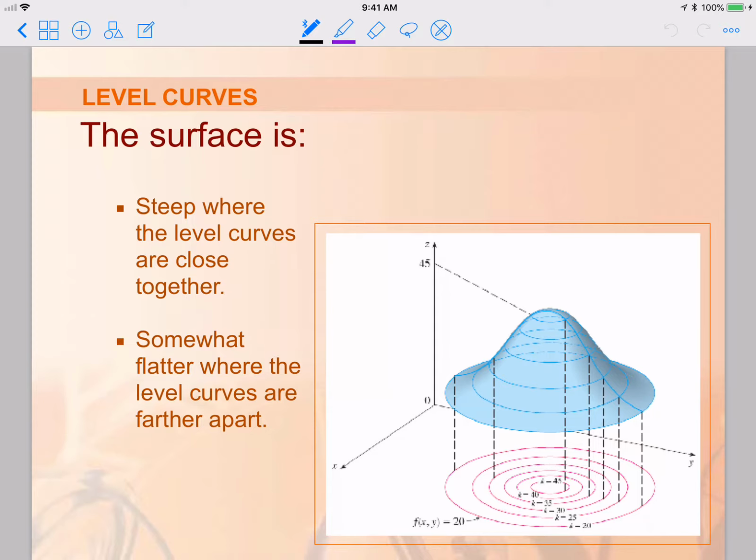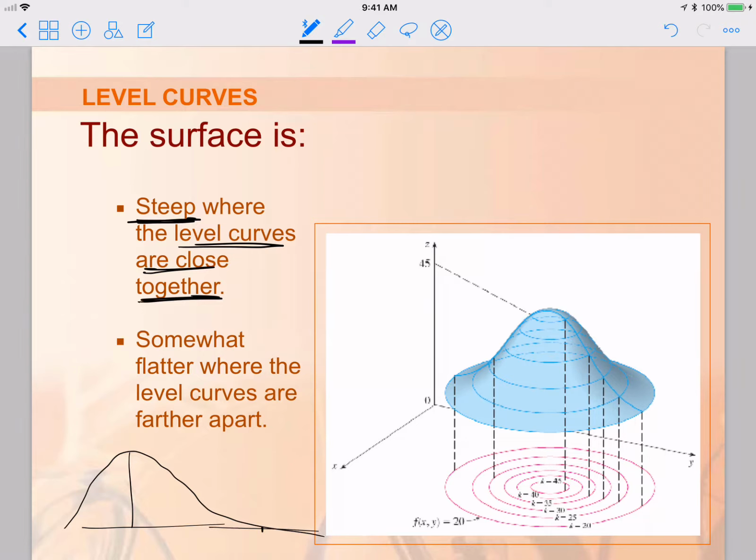Now, here's something to notice: your surface is going to be steep where the level curves are close together, okay? Because what does it mean for the level curves to be close together? That means you're jumping up in value, but you're not going that far of a distance in the xy plane. And that's how you get steep. So imagine you're going up a hill, right? So this is a hill.